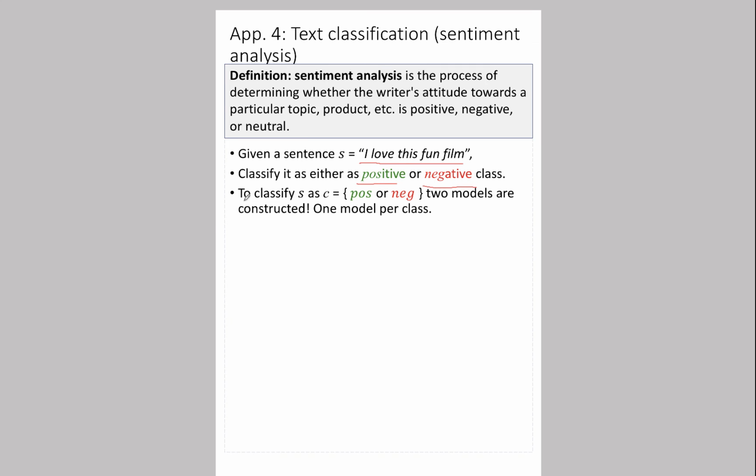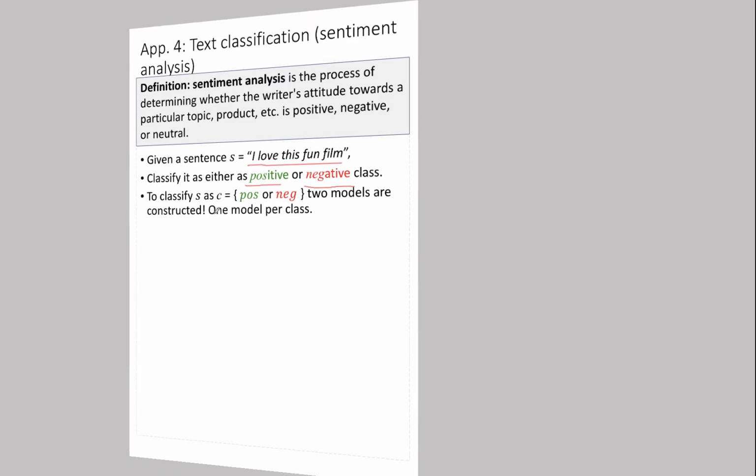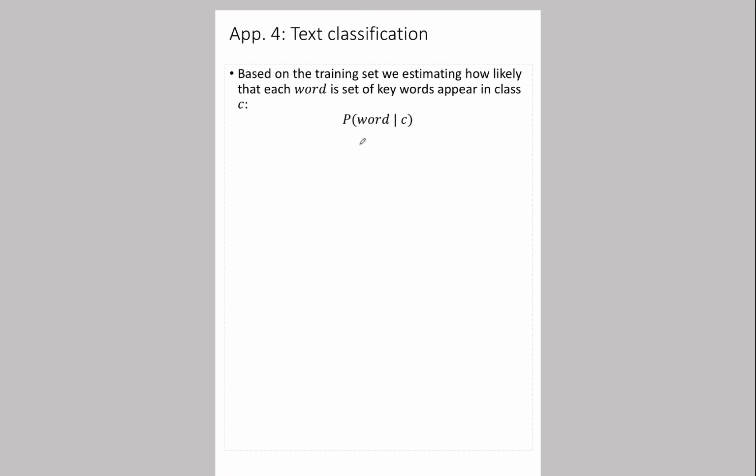In this example, to classify a sentence in one of these two classes, we construct two probabilistic models, on the contrary to previous examples. The training set consists of labeled text with negative and positive sentiment. By counting the number of times each word occurred in text with negative sentiment and with positive sentiment, we estimate the conditional probability of word occurrence, given the sentiment class. We read this formula as probability of word occurrence given the text is of class C.